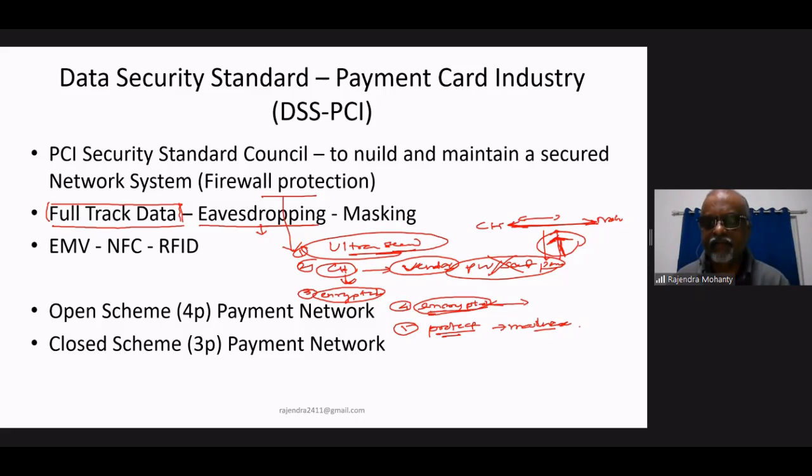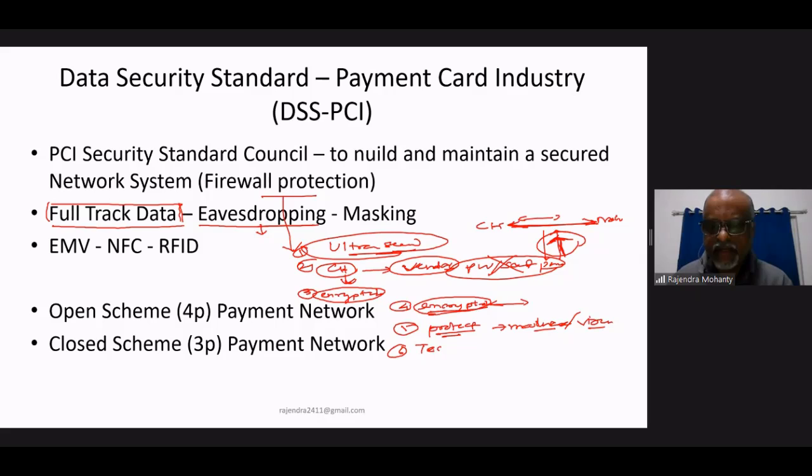So the network provider and the card issuer should always protect the data from any malware or any type of virus attack that might happen. And the card issuer and network provider should always be in the activity of regular testing of their security networks or security system.